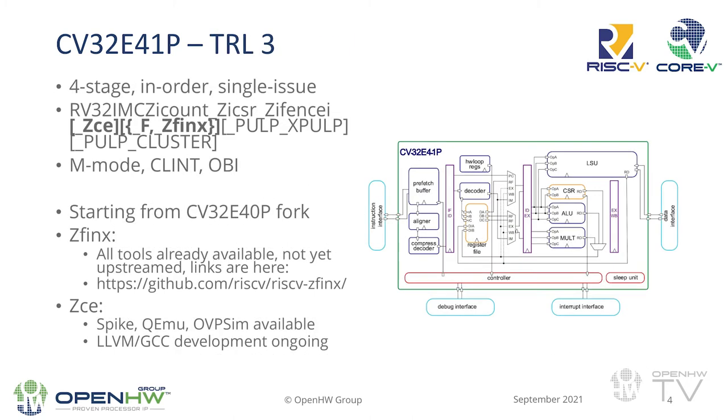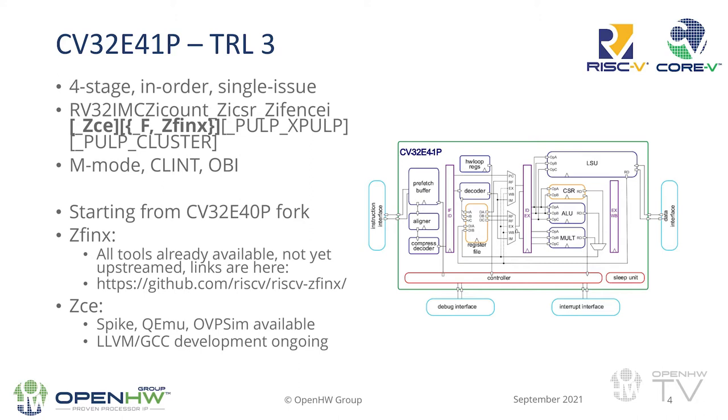So here's a block diagram of the E41P. It's a four-stage in order single issue core. You can see the config string. So differences to the E40P are in bold. You have the option of ZCE, and the Zfinx doesn't have the pulp prefix. As I already said, it starts from the E40P fork.